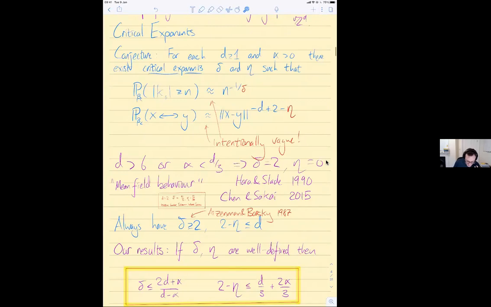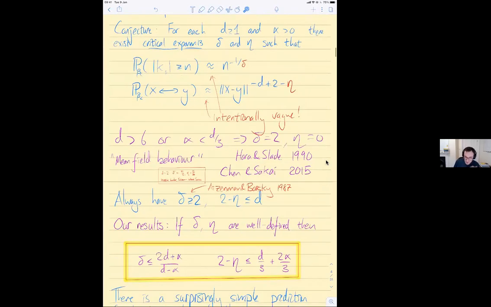And we also expect that you have some power law falloff for the connection probabilities at criticality, which is normally written in this way. And again, under this high dimensionality condition, we know that delta should be 2 and eta should be 0, which is proven by this lace expansion type stuff.